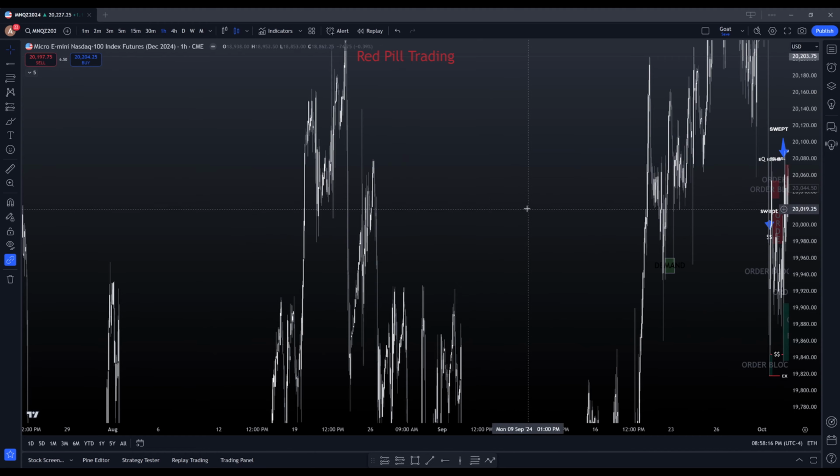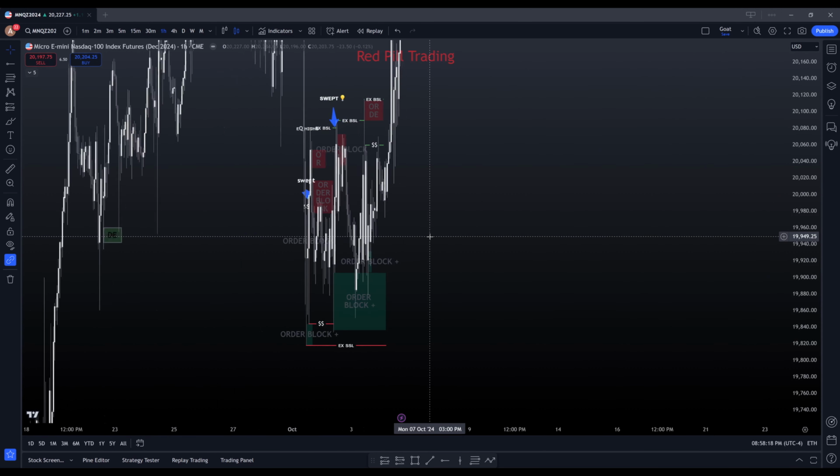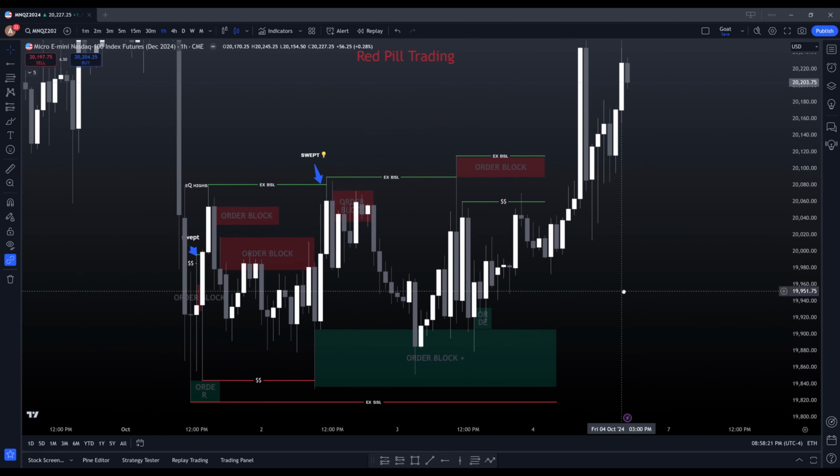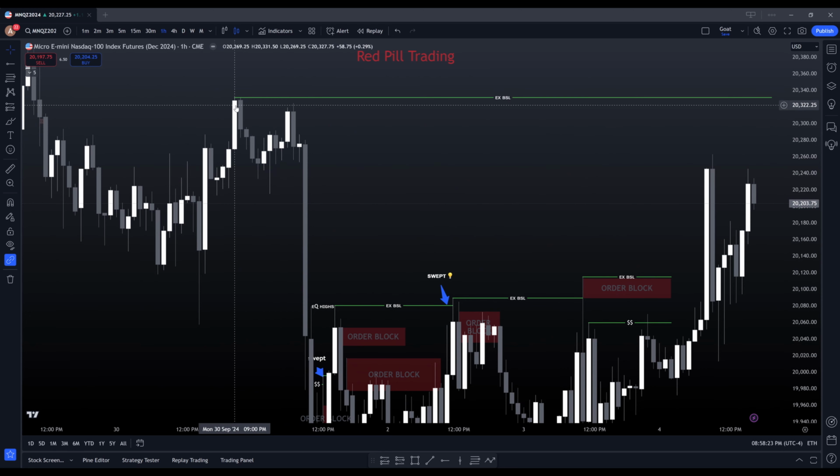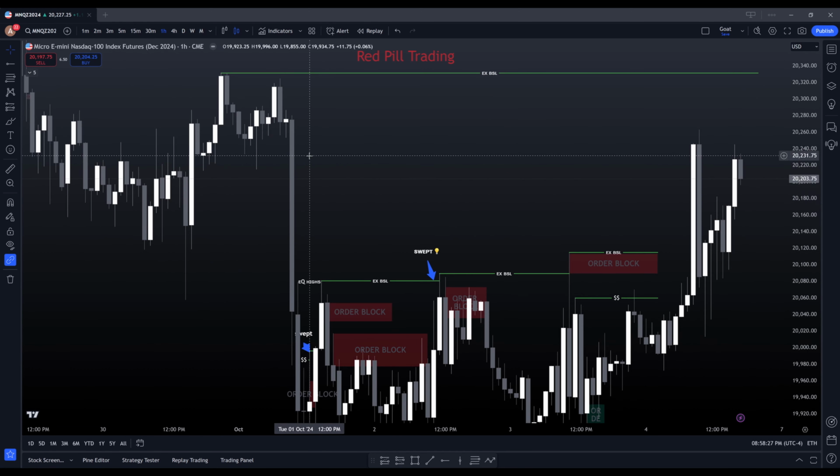Okay, so what I like to do is scale out. I'll go to the 1 hour. Okay, 1 hour. I'm going to scale out and I'm going to look at my areas. So say we're up here and we start to have this strong move to the downside on the 1 hour time frame. Well, we're going to look at that last high. That's going to be your external buy side liquidity.